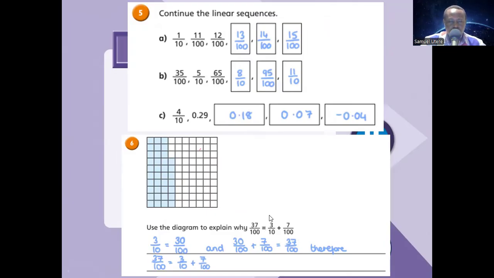Here, you're asked to use the diagram to explain why 37 hundredths is the same thing as 3/10 plus 7 hundredths. Of course, you can see when you shade them, 3/10 is 30 hundredths, which is 30 columns. And then 7 hundredths will be 7 little squares.